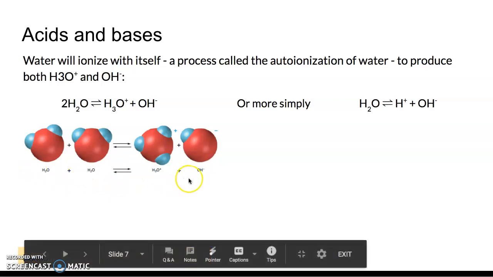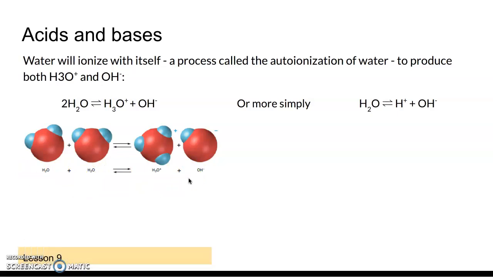We call this dissociation. This occurs spontaneously, and it is reversible. So this reaction is in equilibrium, so it goes back and forth. We abbreviate this by just writing H plus and OH minus. So this is an abbreviation of this, and we call this dissociation.